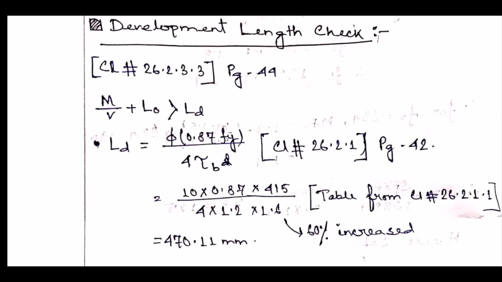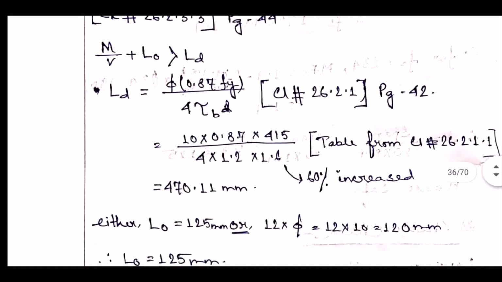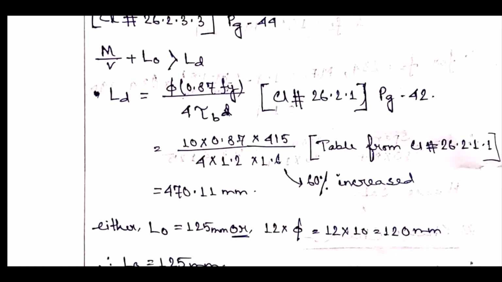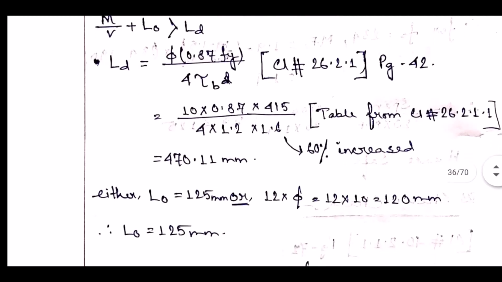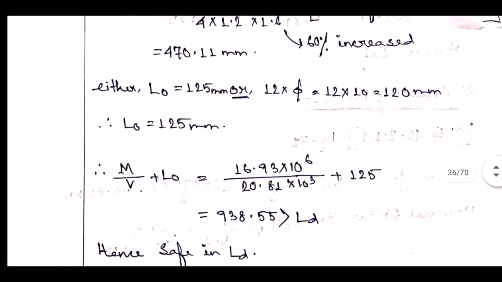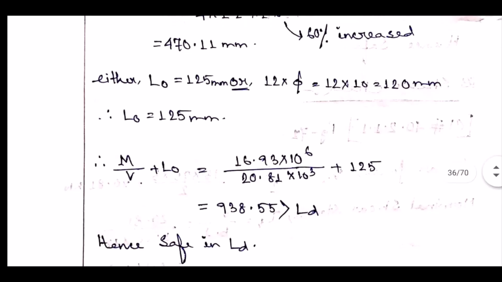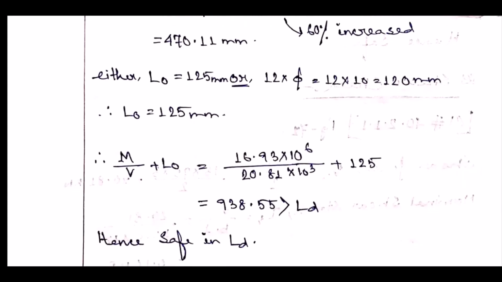So the value will be 470.11 mm, and L0 is either 125 mm or 12 times the diameter, that is 120 mm. So L0 is 125 mm. So M1 by V plus L0 equals 16.93 into 10 to the power 6 by 20.81 into 10 cube, plus 125, that equals 938.55, which is greater than LD. That means this is safe in development length.